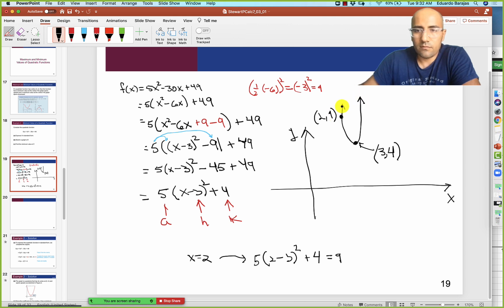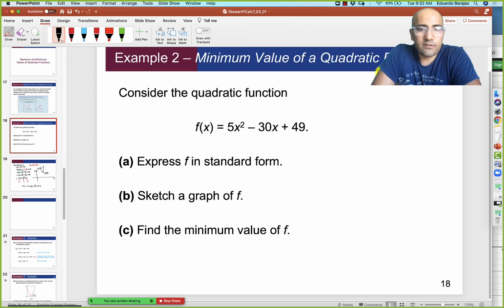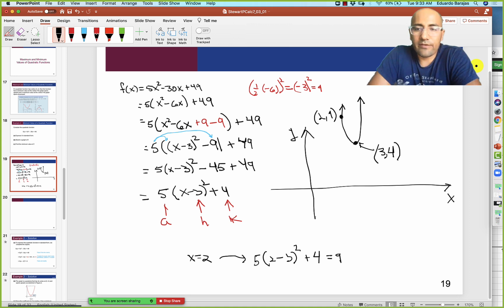Any questions? No? Okay, so we wrote it into the vertex form of a quadratic. We found the vertex of it. And then the other part of this question was sketch it, graph it, and then what's the minimum value? Well, the minimum value is the vertex. Right? So the minimum value is 4, at the point (3, 4). Notice that there is no maximum value in this case because it goes up. So it just keeps growing up to infinity.